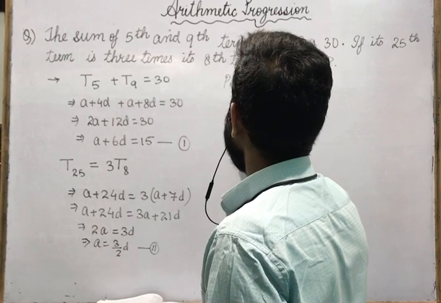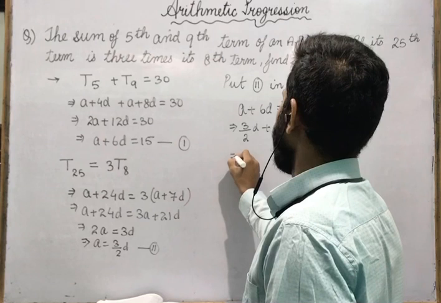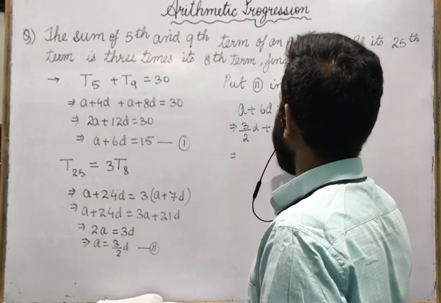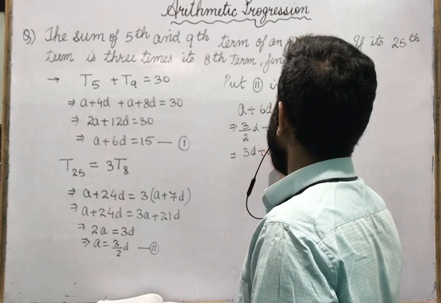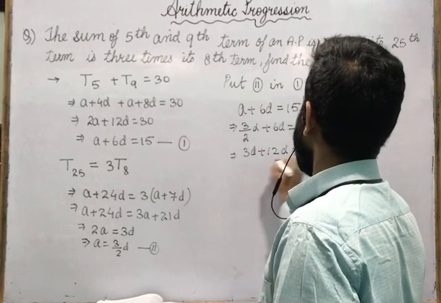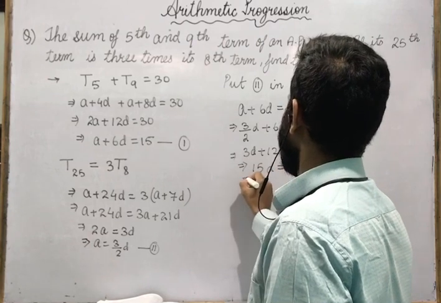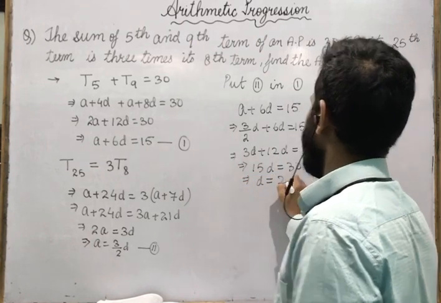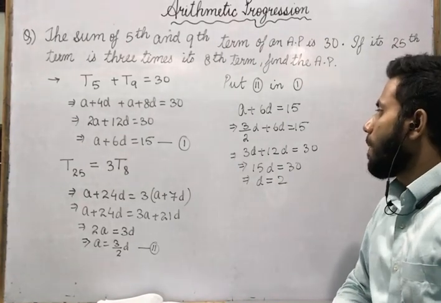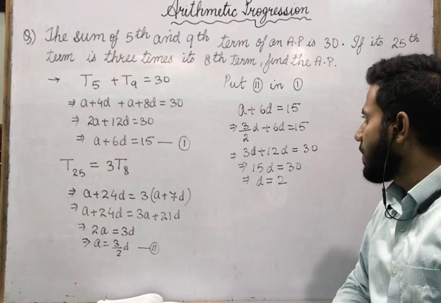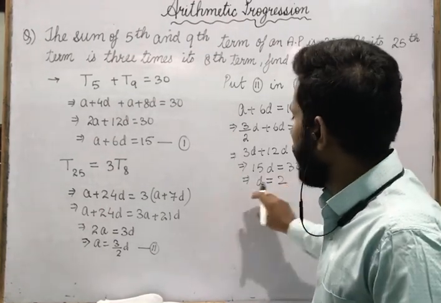So what is the value of A? 3 by 2 D plus 6D equals 15. 2 will get multiplied here, 2 will get multiplied here. So it is 3D plus 12D equals 30. 15D equals 30. D equals 2. How many have got it? D equals 2.